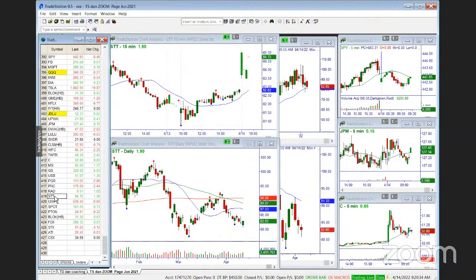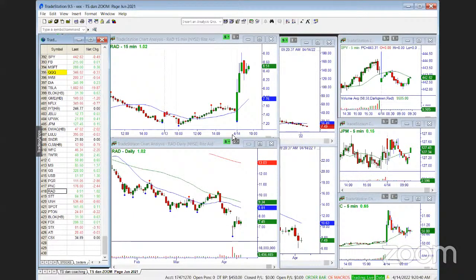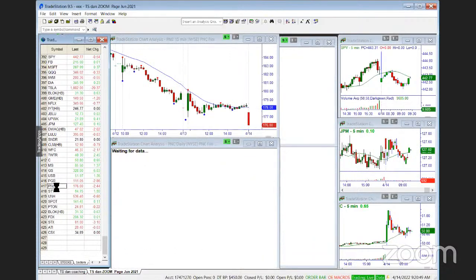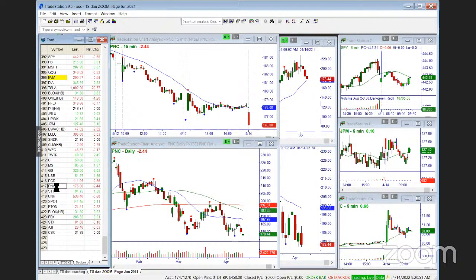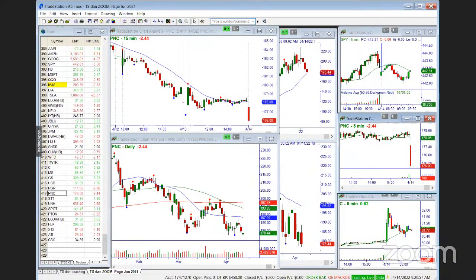STT, 84, 30-minute high, put spread idea. RAD gapping up $1, gapping up to resistance, bullish gap, but no good price. PNC, this is a call spread idea. I can put that in this middle window, that's bearish.